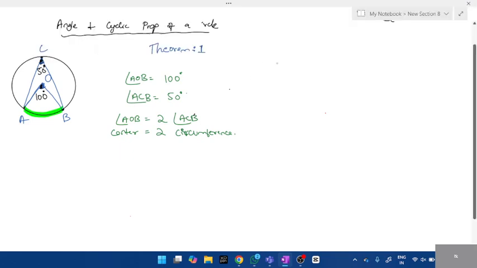If you're getting confused like this, just remember the angle formed at the center will be twice the angle formed at the circumference.